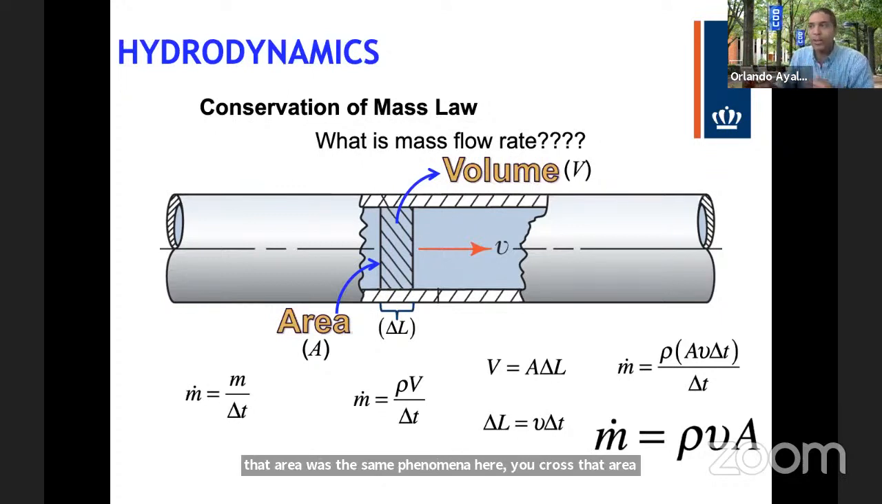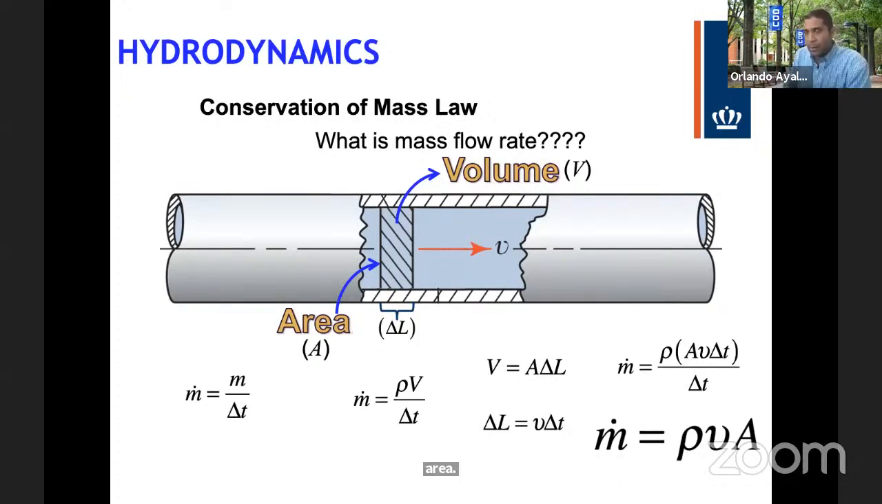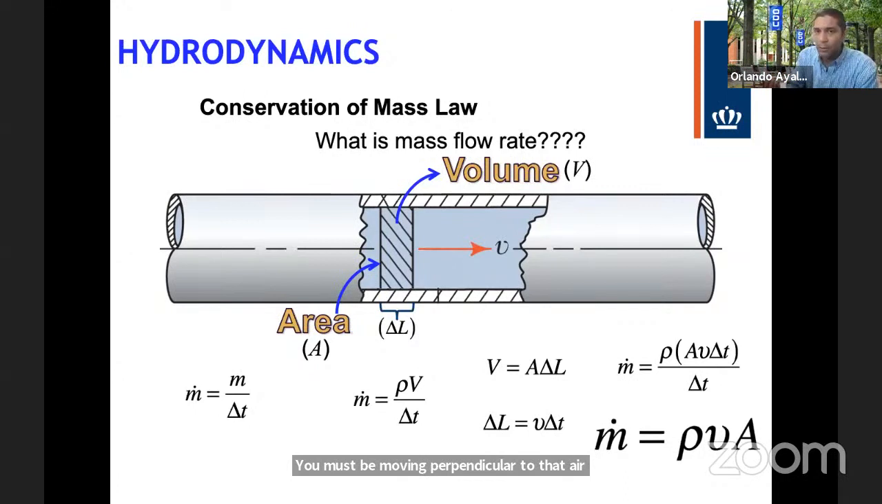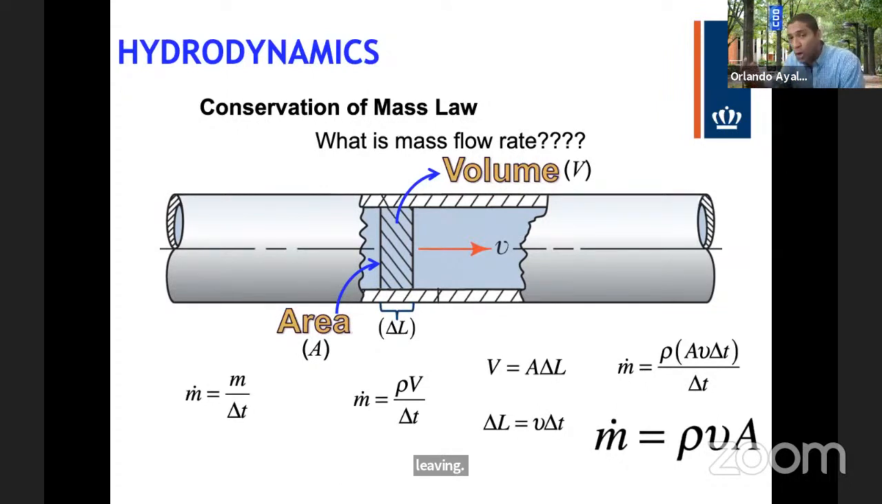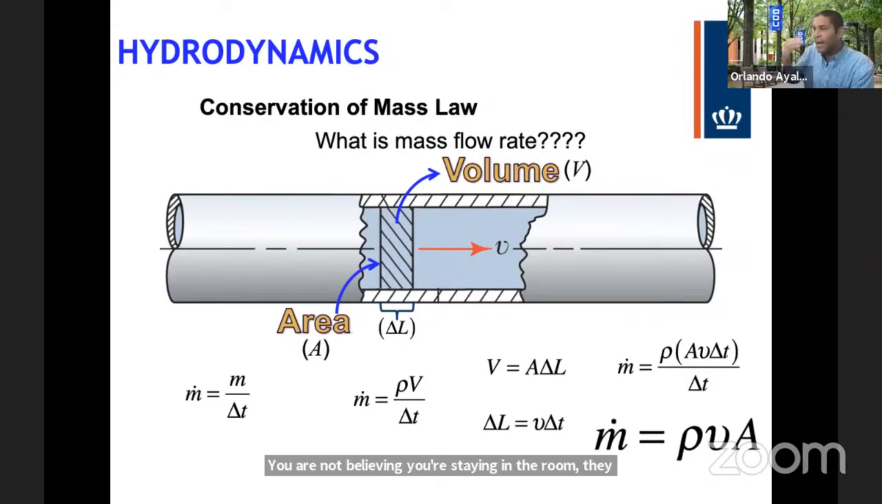You must cross that area, but to cross that area, you must be moving perpendicular to that area. Because if you move parallel to that area, you're not leaving. You are staying in the room. The only way to leave the room, to cross the area, is by directing your body perpendicular to the area. So that's why the velocity in this equation must be perpendicular to the area.